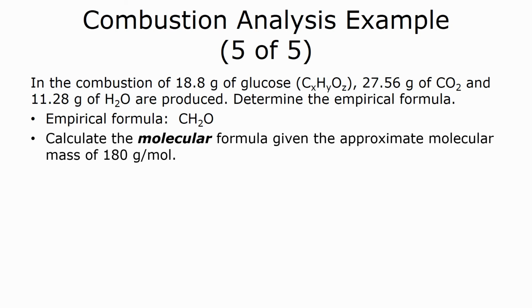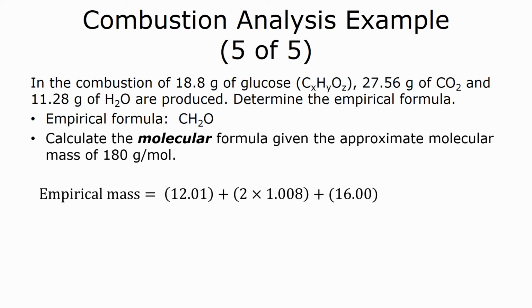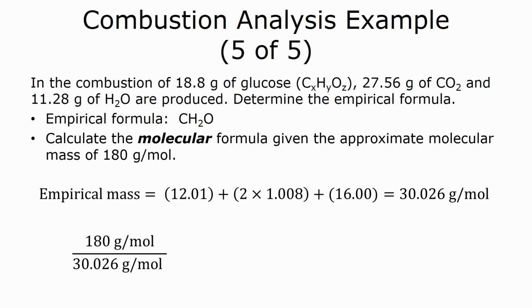If we measure the molar mass of glucose to be 180 grams per mole, we can compare this to the empirical mass that we calculated. So that is 1 carbon, 2 hydrogens, and 1 oxygen. That gives us an empirical mass of about 30. That's much less than our molecular mass. So we're going to divide our molecular mass by our empirical mass to find out by what factor we are off by, which is 5.995. And that is essentially 6.